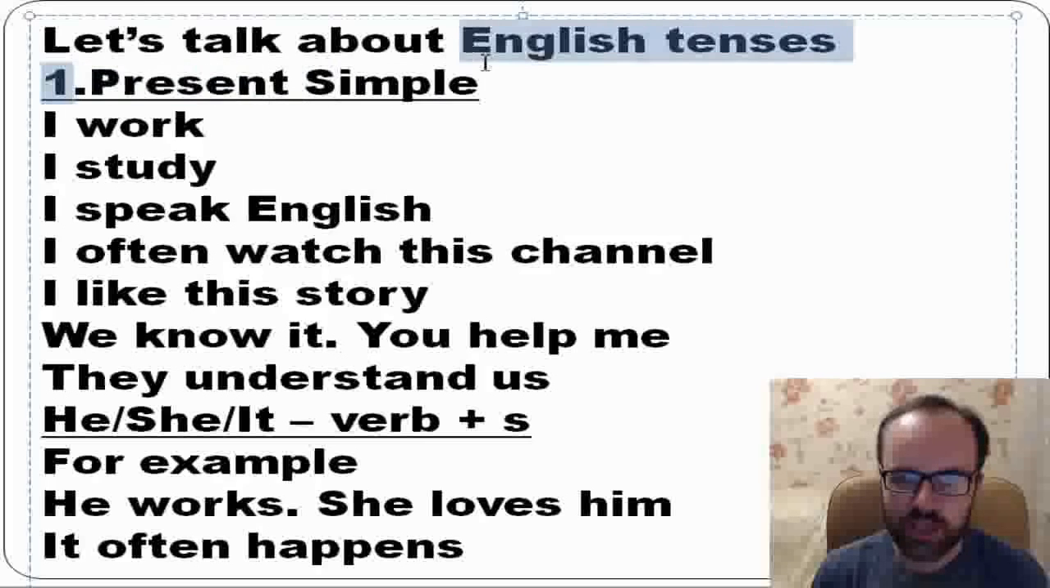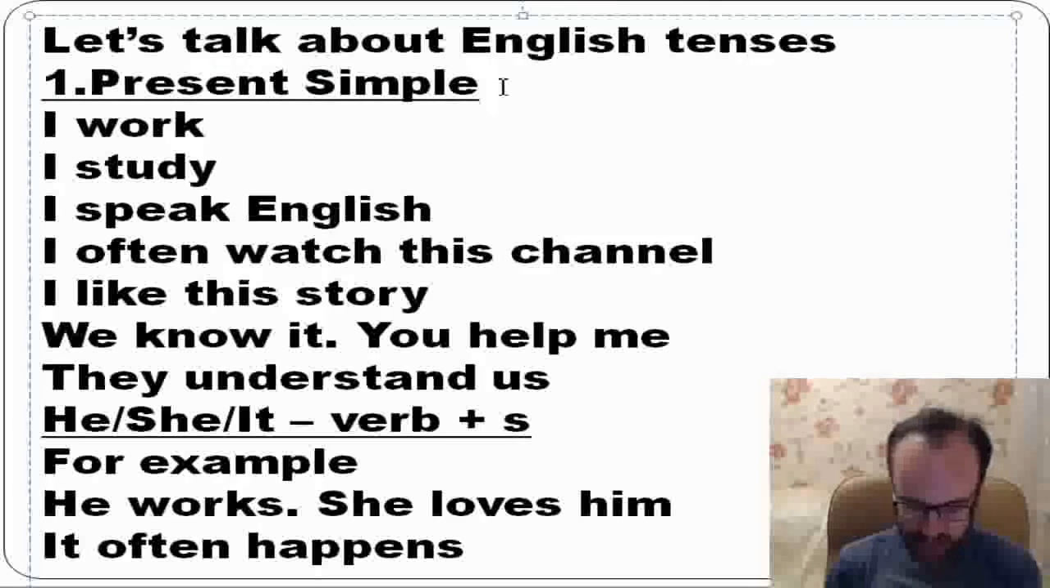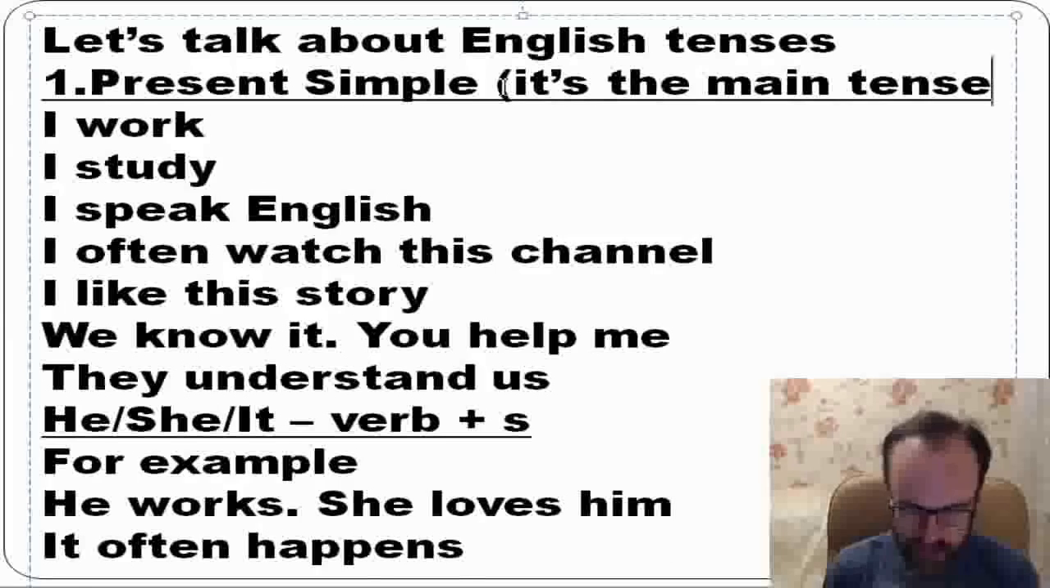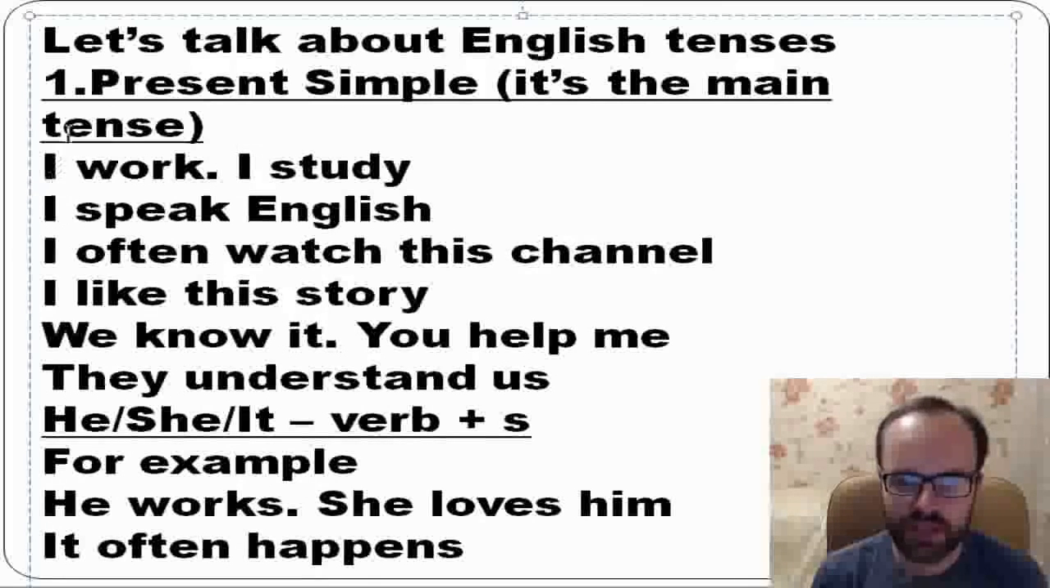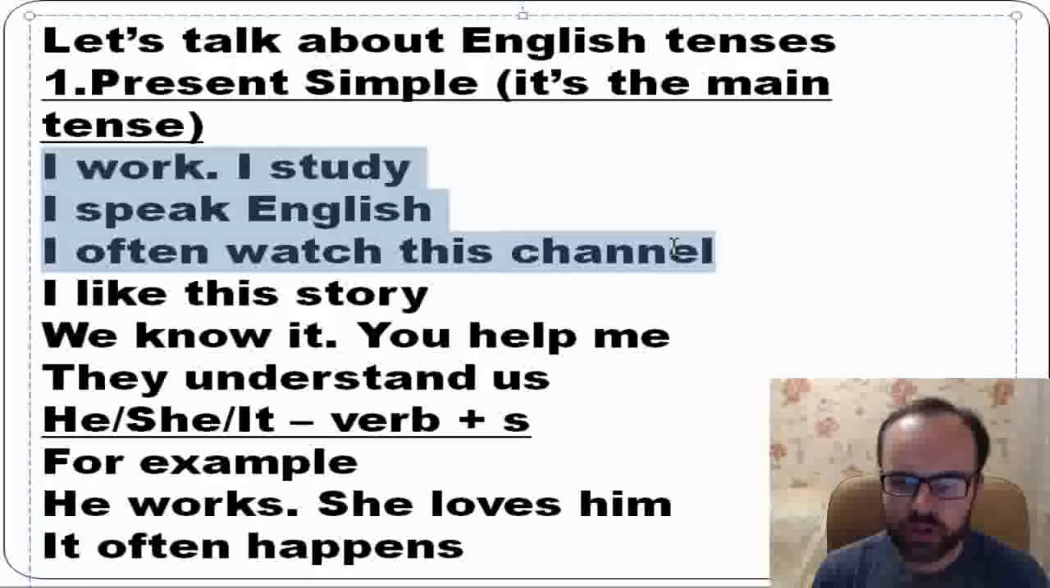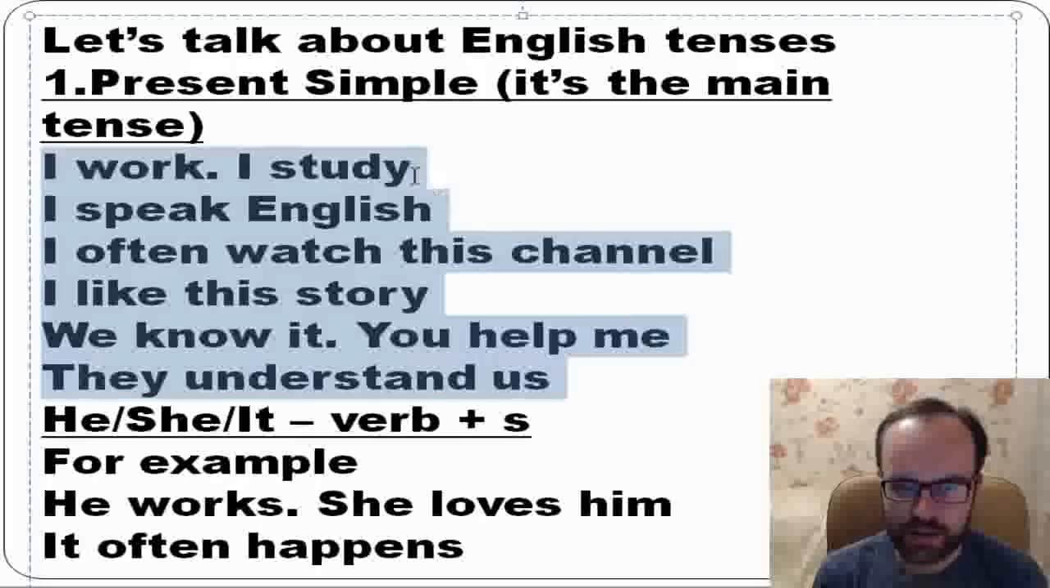So the first tense is present simple. It's the main tense in English. It's the most important tense. You can see some examples. I work. I study. I speak English. I often watch this channel. I like this story. We know it. You help me. They understand us.